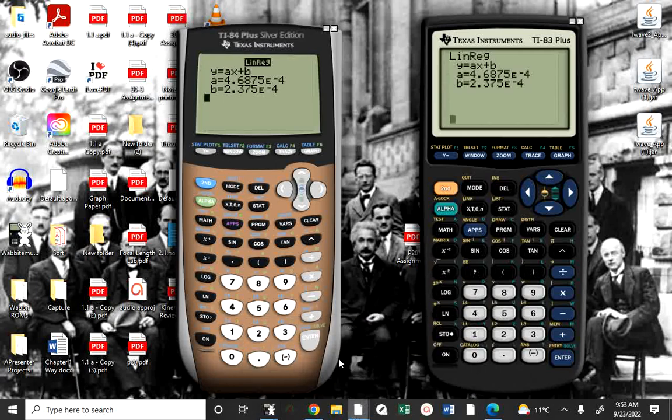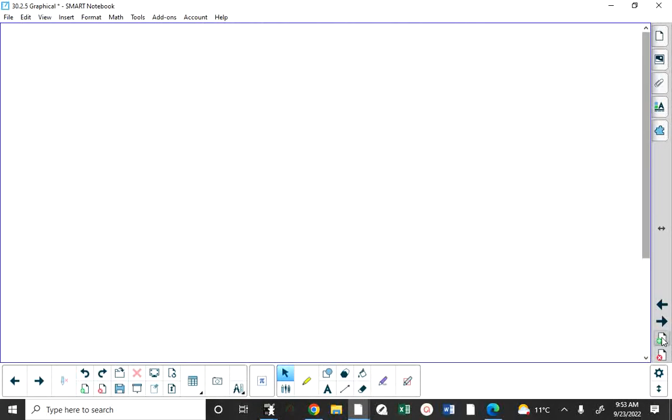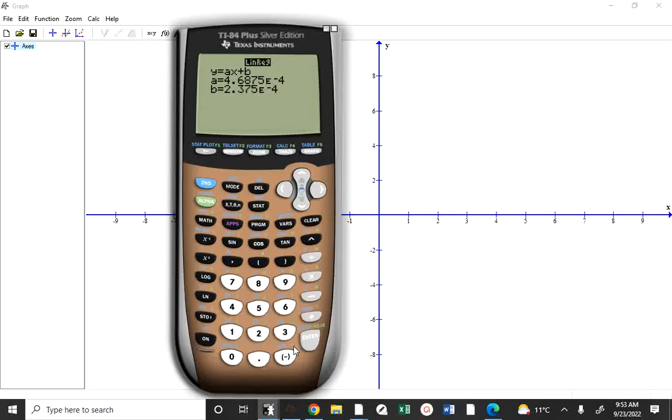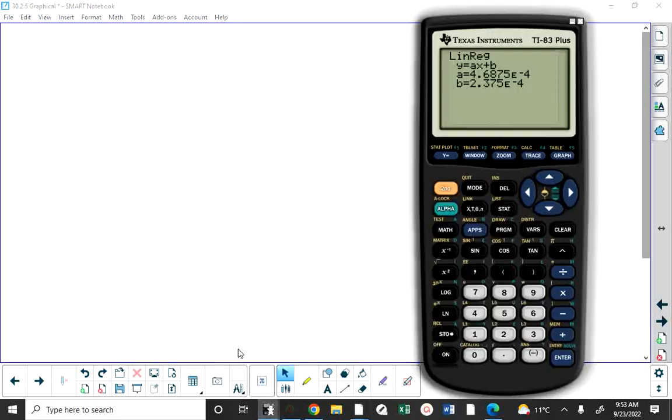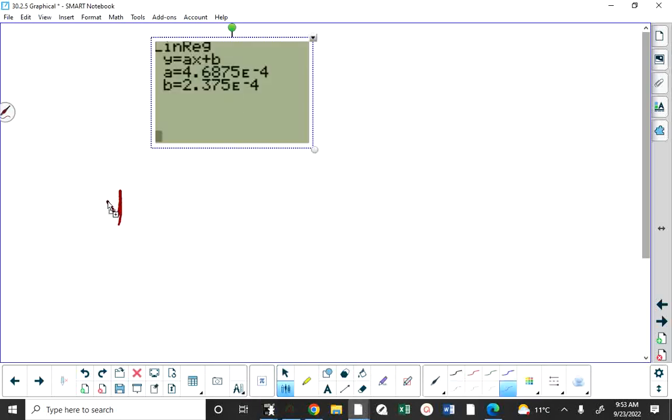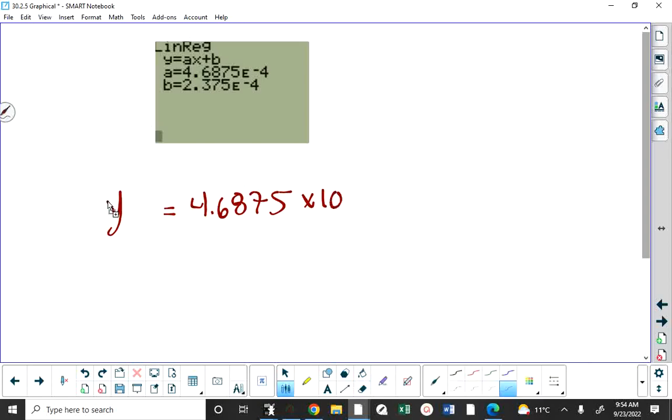So what does that mean? It means that the equation of the line of best fit here is y equals the slope. Now, my calculator uses a instead of m, but that shouldn't matter. 4.6875 times 10 to the negative 4 times x plus the y-intercept of 2.375 times 10 to the negative 4.